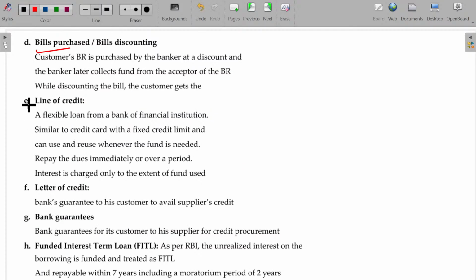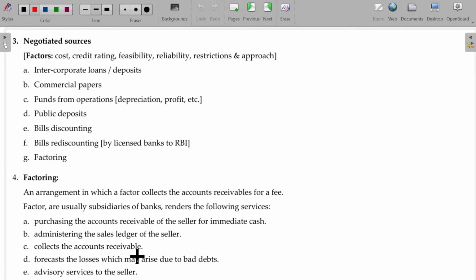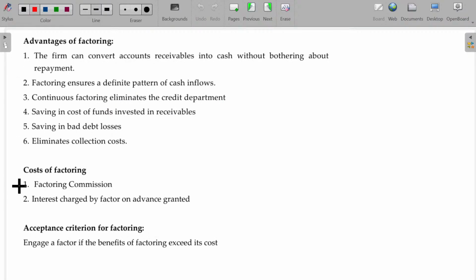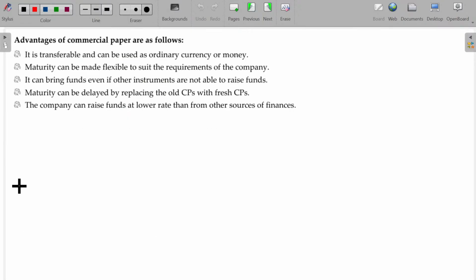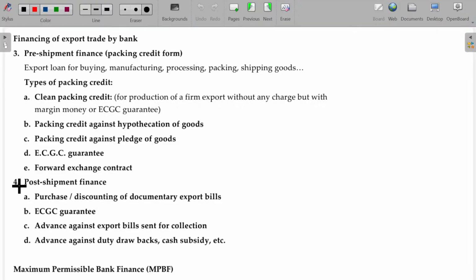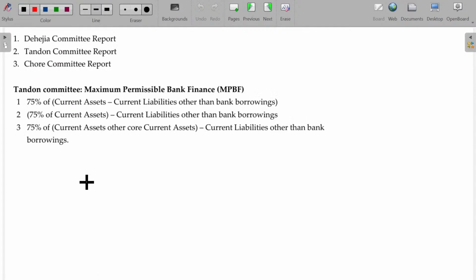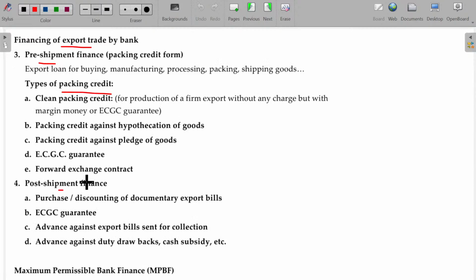Bill purchases and discounts, line of credit, letter of credit, guarantee, funded interest term loan. So these are small pieces of information. Negotiated sources like commercial papers and factoring are also there. Commercial paper and factoring I need to explain in detail. The rest of the things are very simple. Apart from that, we may have some loan facilities for export, like pre-shipment and packing credit, post-shipment finance and so on. Apart from all these things, for the calculations part, we need to understand maximum permissible bank finance.